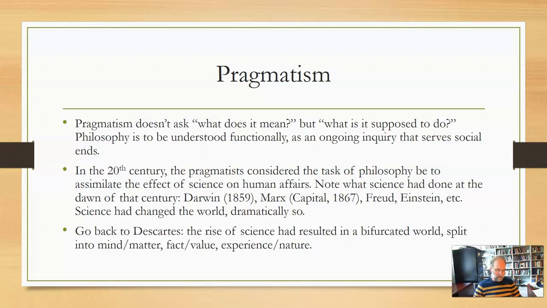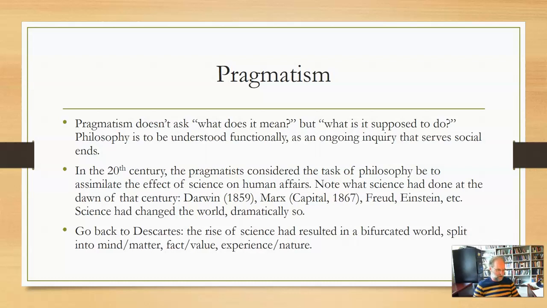The rise and domination of science, historically speaking, had resulted in a bifurcated world. Go back to Descartes, for instance. The rise of science, Descartes stuck in the mind, but he still wanted the science out there, so that in the realm of mind, there you had value, there you had religion, there you had all those ethics and all that. However, outside of that, the external world, that's where you have matter, that's where you have body, that's where you have fact, that's where you have nature. Okay? So that these splits between mind and matter, fact and value, humans and nature.